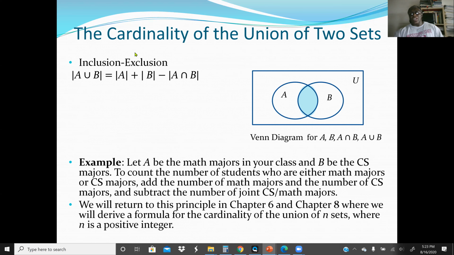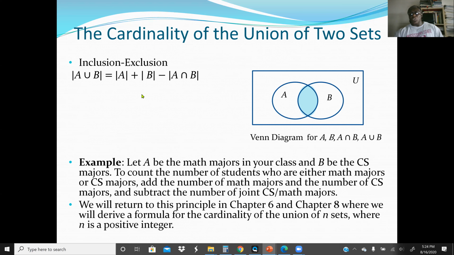So we move on to the cardinality of the union of two sets. Cardinality means the number of elements in each set. So if I have a set A and I have 10 items, then the cardinality is 10. But here we have a union. A union means we are combining two or more sets together. So what is the cardinality of a union of two sets?